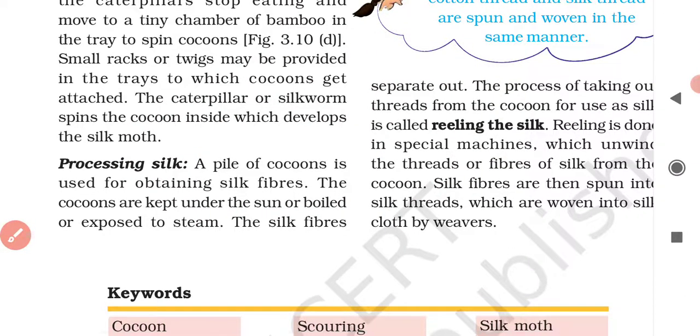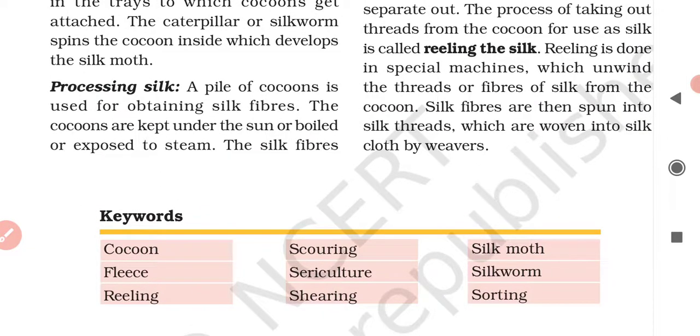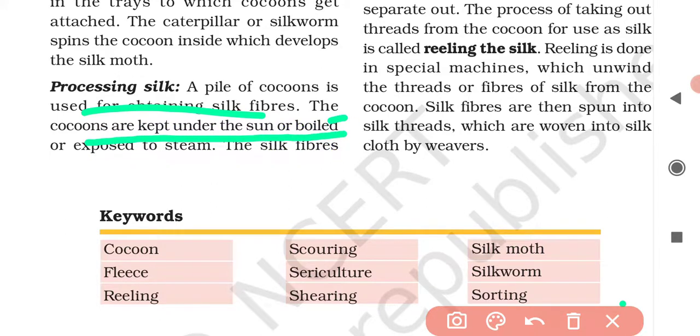Now, the processing of cocoons to obtain silk fibers. All the cocoons are collected at one place. A pile of cocoons is used for obtaining silk fibers. This is done how? The pile of cocoons is first placed in hot water. The cocoons are kept under the sun, boiled, or exposed to steam.